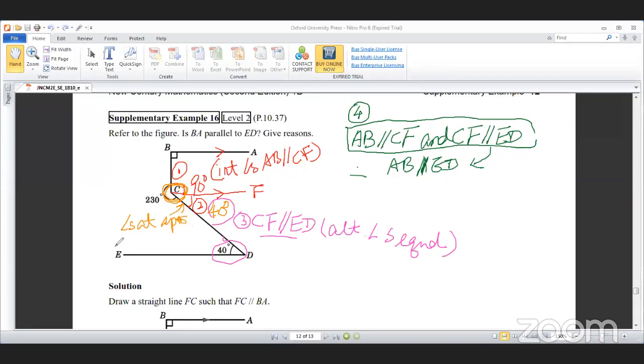Right. Make sure you do it step by step, and make sure you write the reasons, or explain why you can know this value, why you know how to find this angle, something like that. Right.